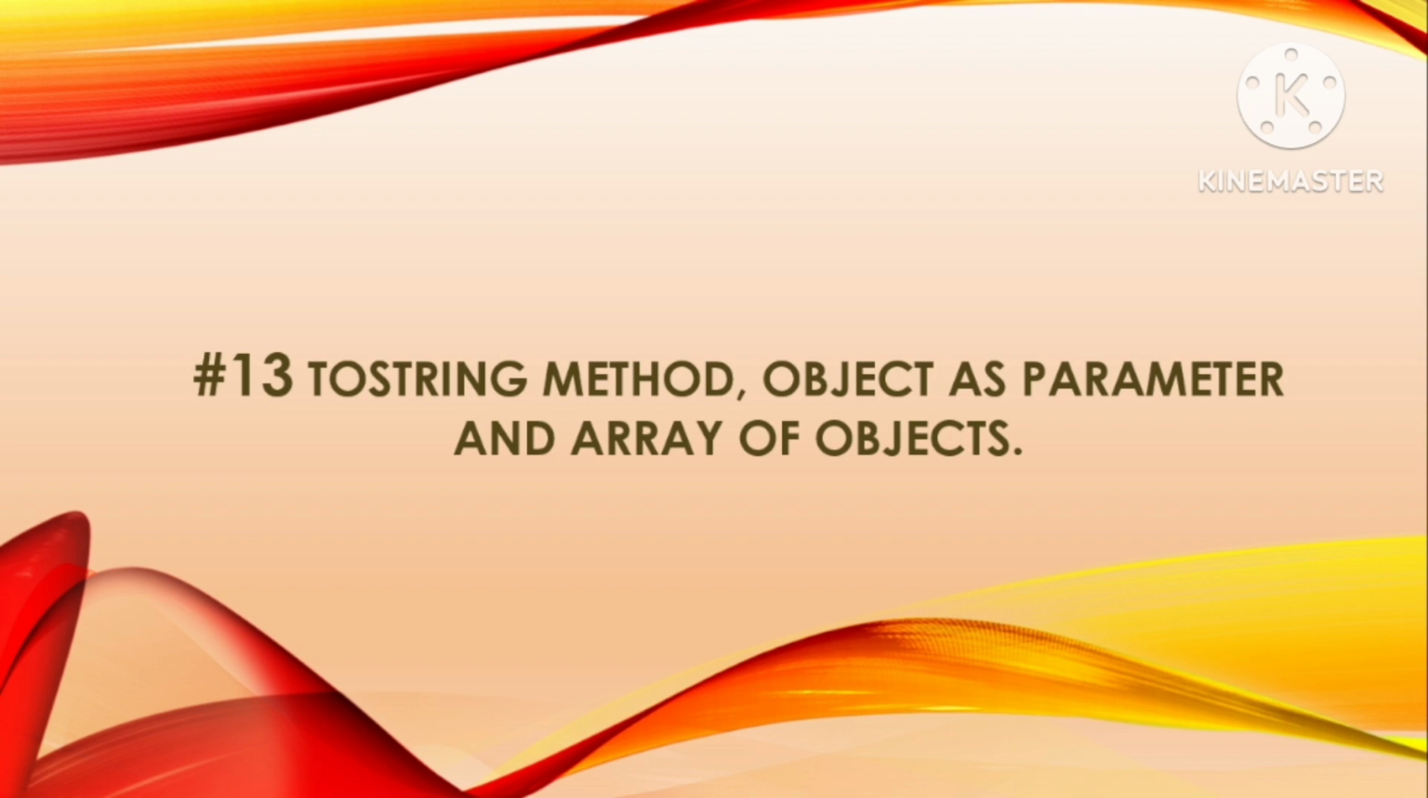Now let us enter into our subject, which speaks about the toString method, object as parameter, and array of objects. What is the toString method? A toString method in Java is just a method that defines how an object's class should be represented, or in other words, it is the root of the class hierarchy in Java. This method is used to obtain a string representation of an object.